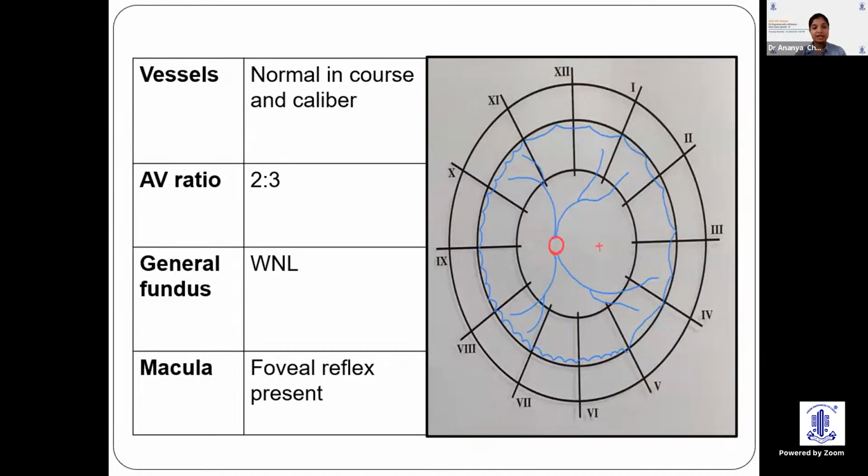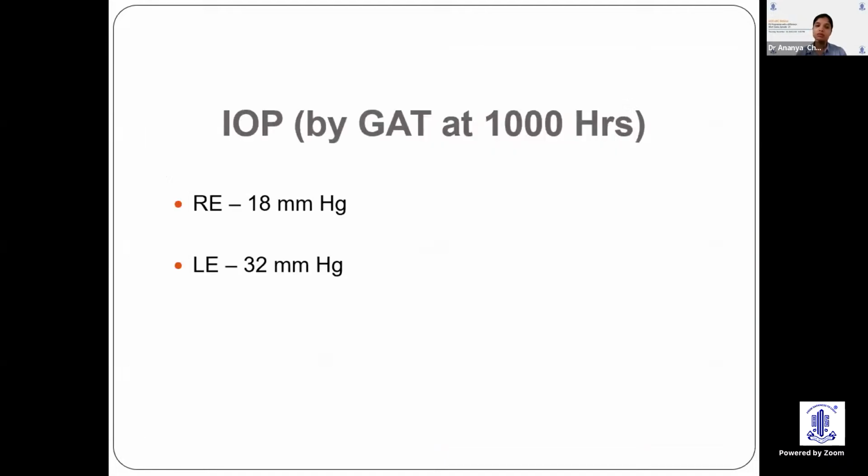Vessels normal in course and caliber with AV ratio 2:3. General fundus was within normal limit. Foveal reflex was present in the macula. Intraocular pressure measurement by Goldmann applanation tonometry at 1000 hours showed 18 and 32 mm of mercury in the right and left eye respectively.